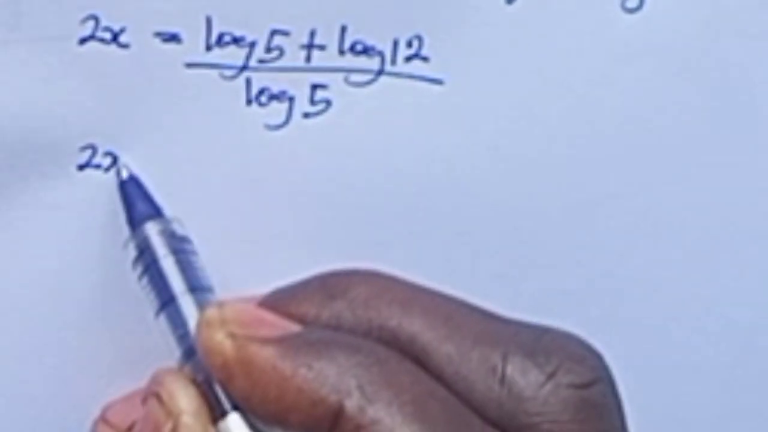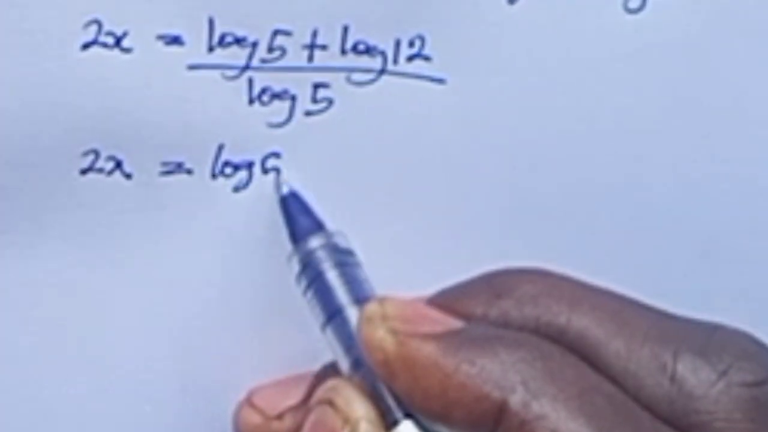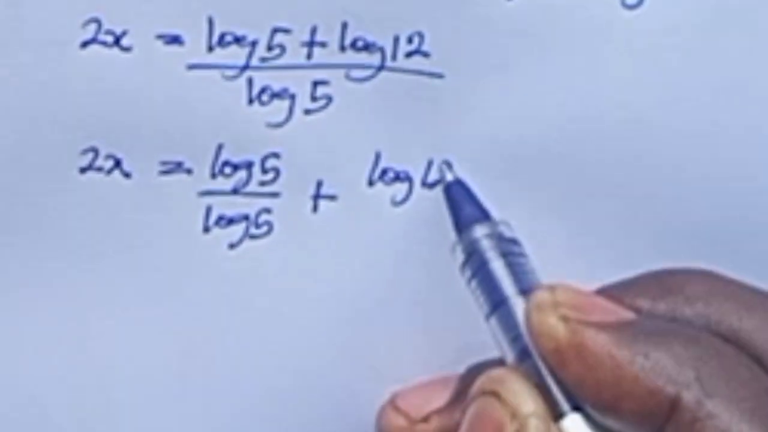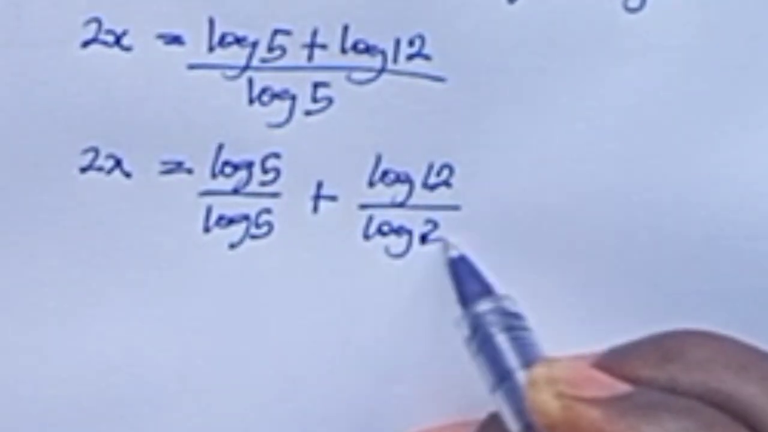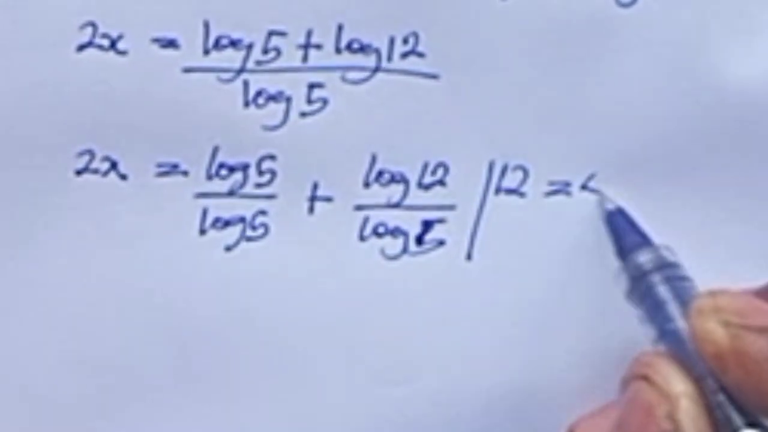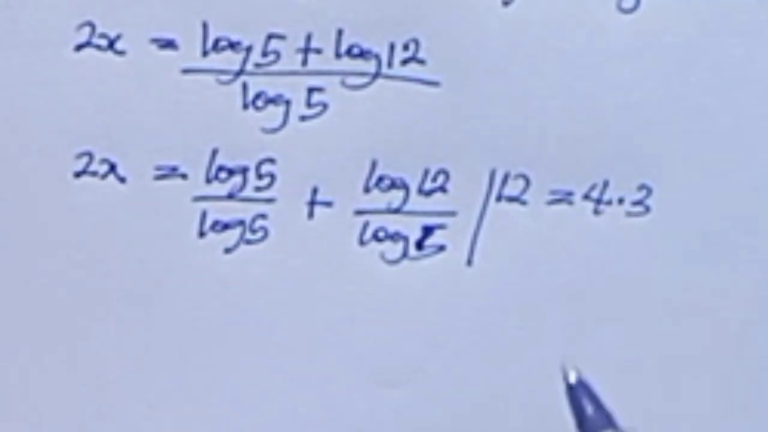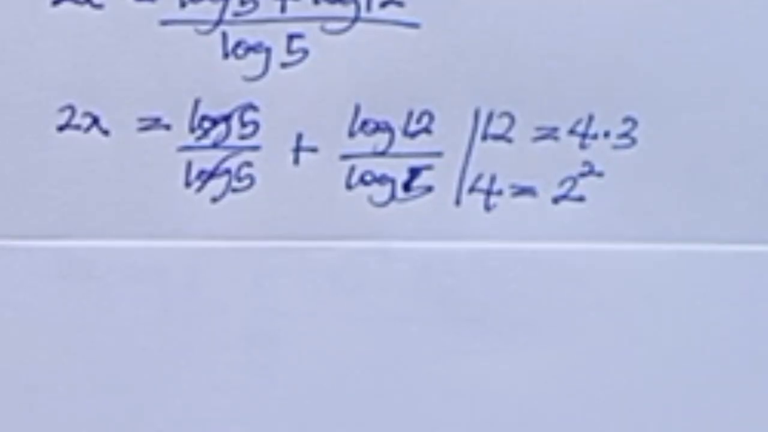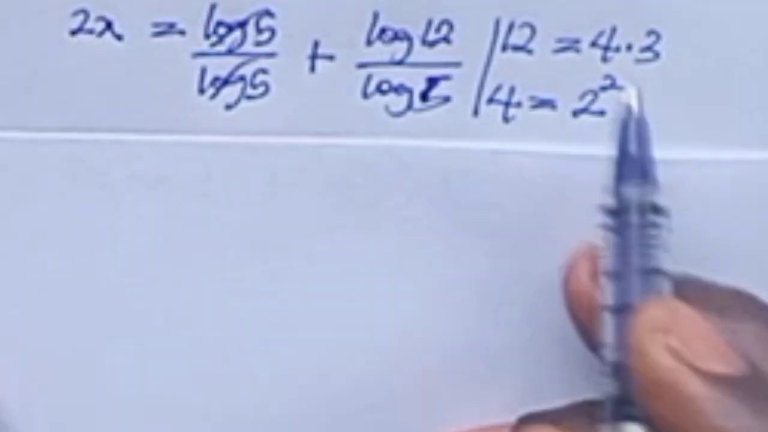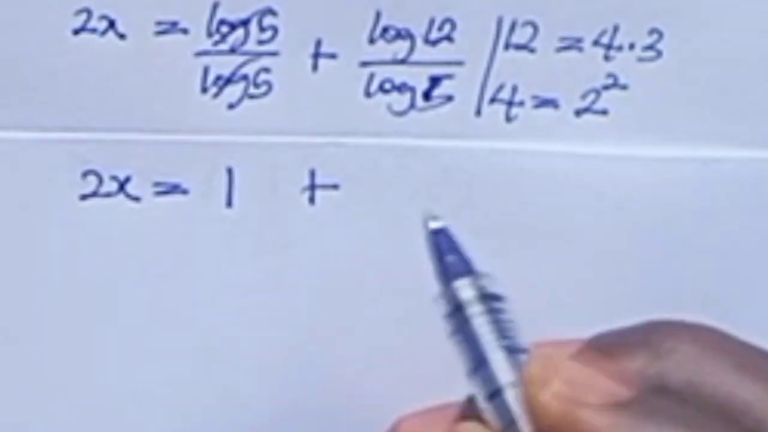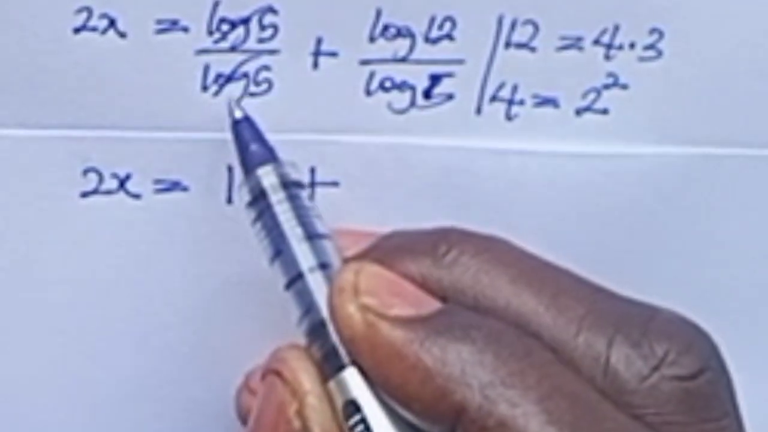And if you want to write this in separate fractions, it will become 2x equals log 5 over log 5 plus log 12 all over log 5. But 12 can be split into 4 times 3. 4 times 3 is 12. And 4 can be represented as 2 to the power of 2. So here, the next line will become 2x equals 1 plus, log 5 cancels log 5 to be 1.